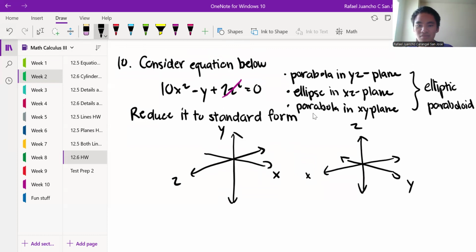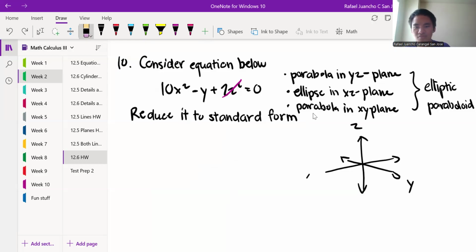What does that look like? The YZ plane is this plane here. So it's a parabola there. So this is vertical, right? I actually need to also identify, is it a vertical trace or a horizontal trace? The ellipse is in the XZ plane, so this is horizontal. And then the XY plane, which is vertical in this case, is a parabola. So yeah, it's an elliptic paraboloid.